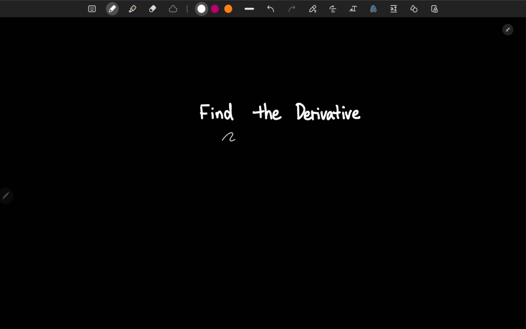For example, you might be given a function f of x, and they want you to calculate the derivative of f of x, which is often written as f prime of x, is equal to what?